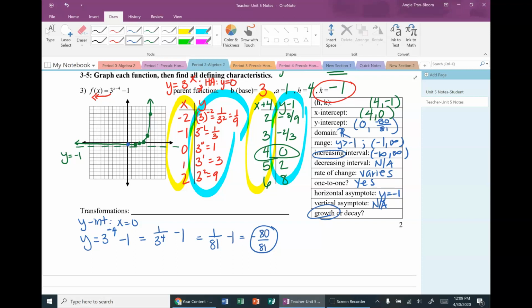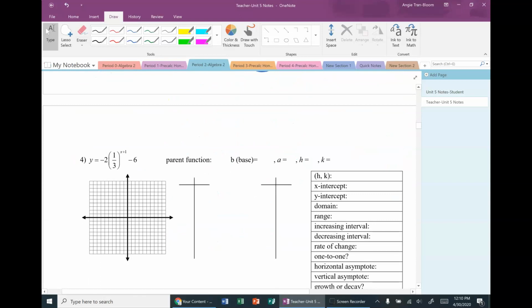Oh, I forgot the transformation. You have 2, right, 4 units and down 1 unit. Okay, let's go on to example 4.